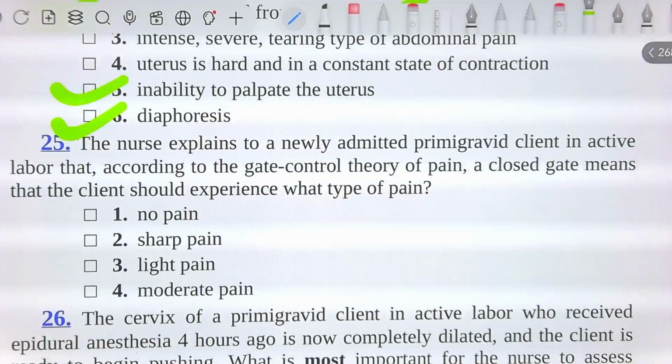Let's read the next question. The nurse explained to a newly admitted primary gravid client in active labor that, according to the gate control theory of pain, a closed gate means that the client should experience which type of pain? No pain, sharp pain, light pain, and moderate pain. What about the closed gate theory? It means no pain.